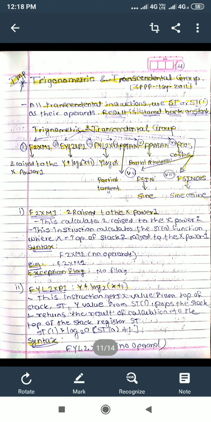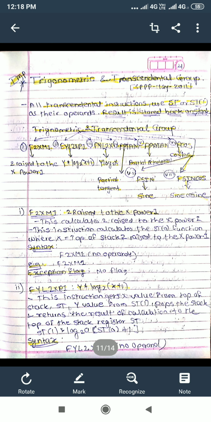Hello friends, in our previous video we have seen the load and store instructions of 80387. Different types of instructions were there. Now our today's topic is trigonometric and transcendental group of instructions. This is again an important topic from your exam point of view.